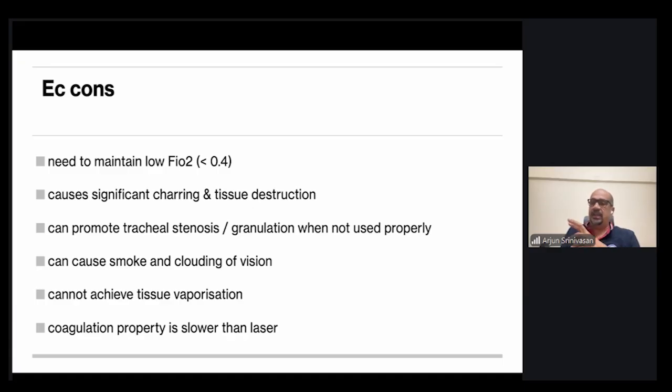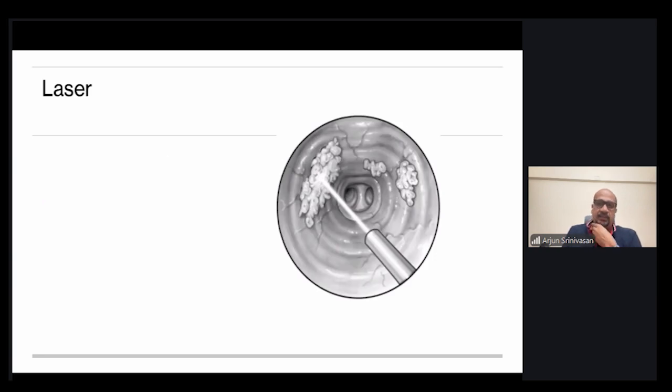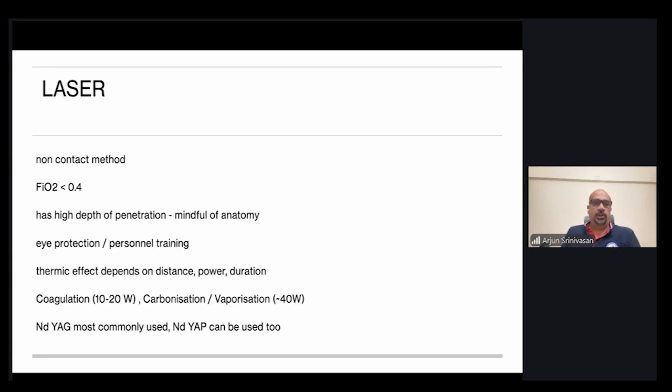It should not be like you use a snare and you open up a vessel and you have a significant bleed. So laser, this is not something that we have access to, and it's a non-contact method like APC, but it has a much deeper tissue penetration. It has a very deep tissue penetration, so you have to be mindful of the anatomy. You can injure the underlying large vessels also. You need to have eye protection for all the personnel inside. The thermic effect depends on the distance, power, and duration. Coagulation is between 10 to 20 watts, whereas vaporization and carbonization is around 40 watts. Nd:YAG is the most commonly used, but Nd:YAP can also be used.